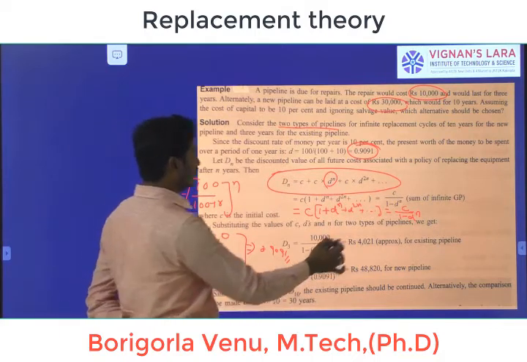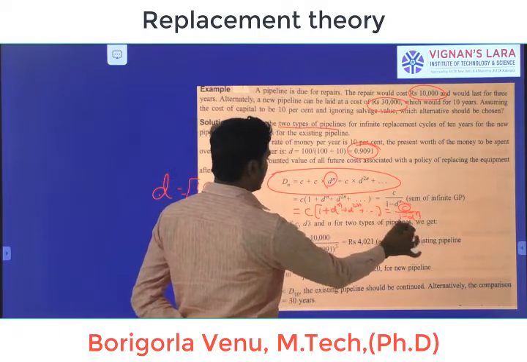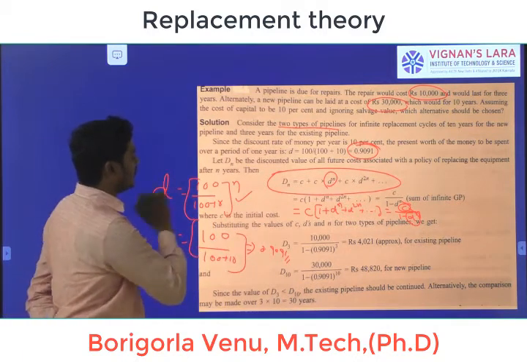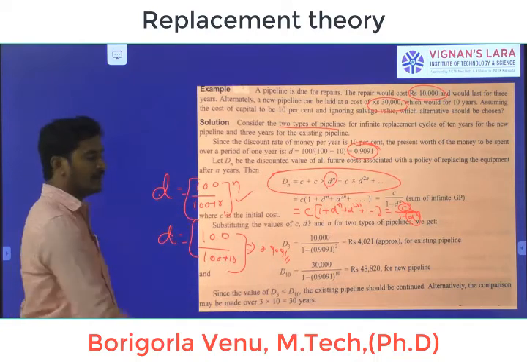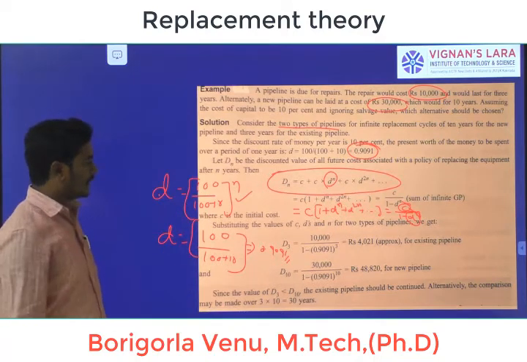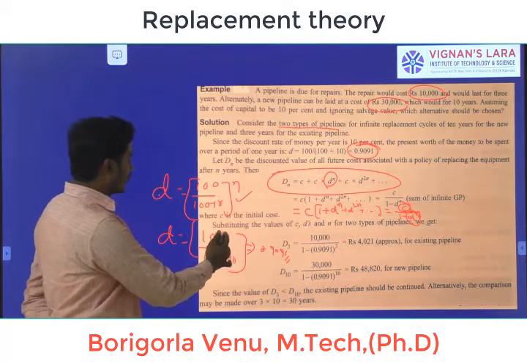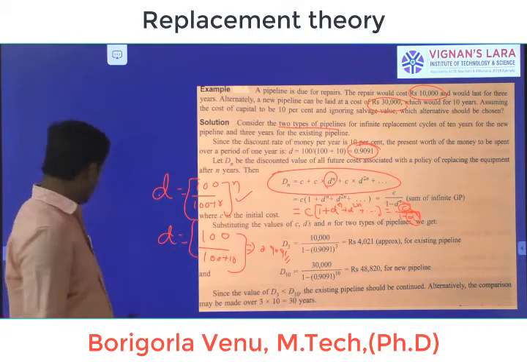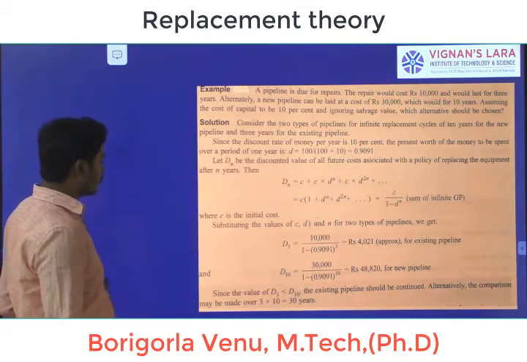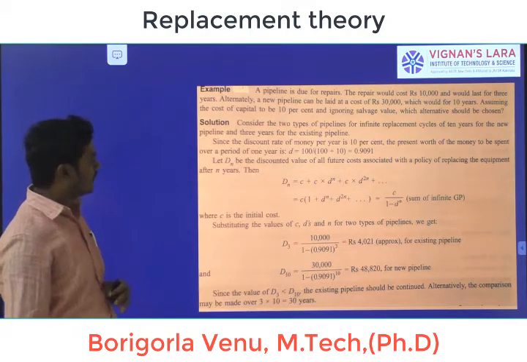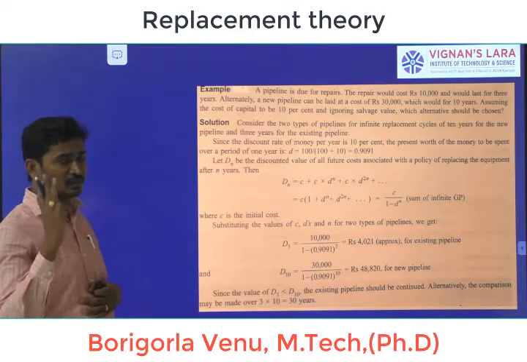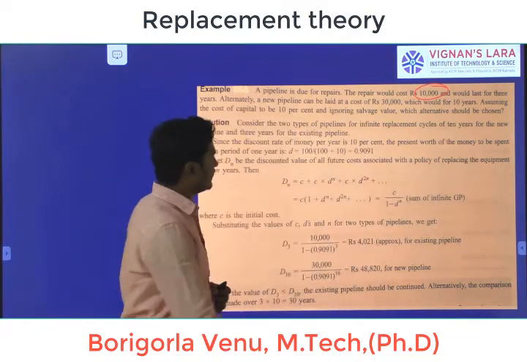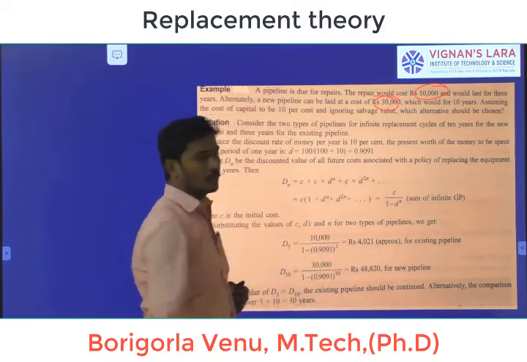Here what is the c value? C is the capital cost and d is the depreciation cost. Depreciation cost we are going to calculate by the help of this formula: D is equal to 100 by (100 plus r) power n. Here we are going to substitute the c value, and after substituting we are going to get the years. Coming to our example, what is the c value they are given? Two c values are there. First one is 10,000 for the existing, and the second one is 30,000 for the new pipeline.